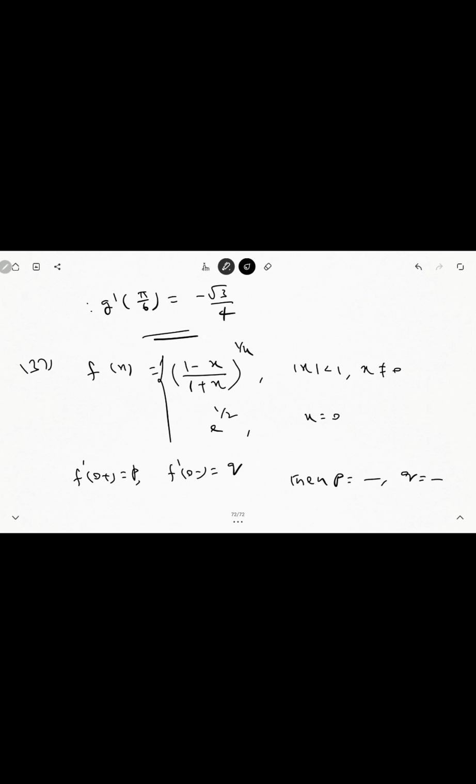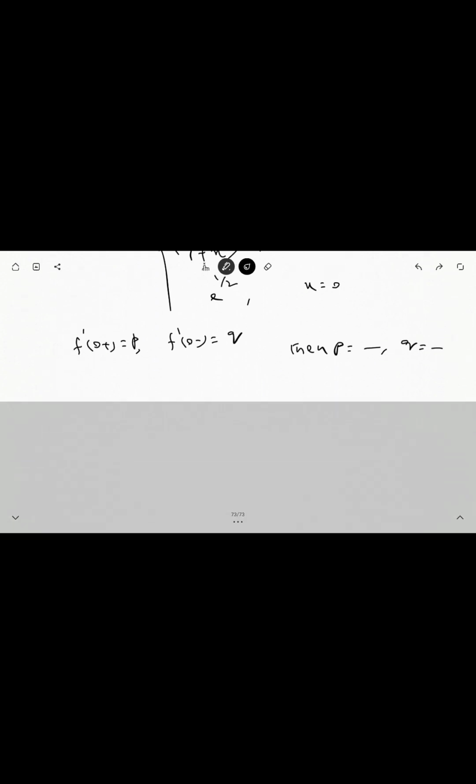Understood? So next one, f of x is equal to (1 minus x by 1 plus x) whole to the power of 1 by x whenever modulus of x is less than 1 and x not equal to 0. Whenever x is 0, then e to the power of 1 by 2 is the functional value. Then we have to find left hand derivative and right hand derivative at 0, whether they exist or not, or what is the relation between p and q.